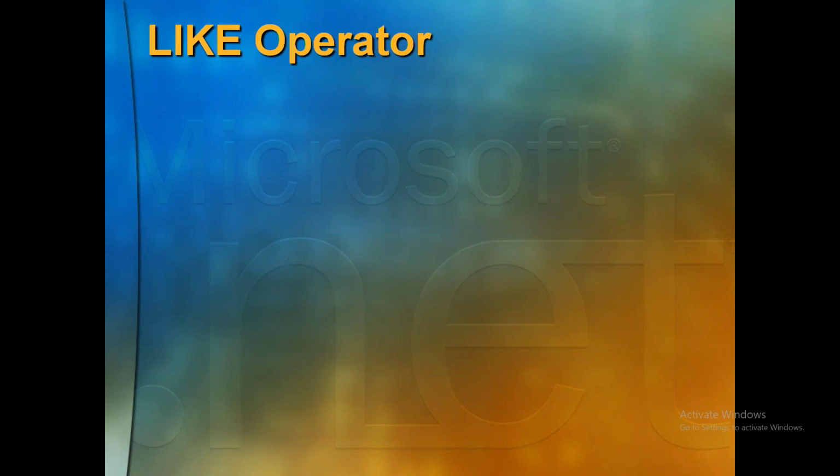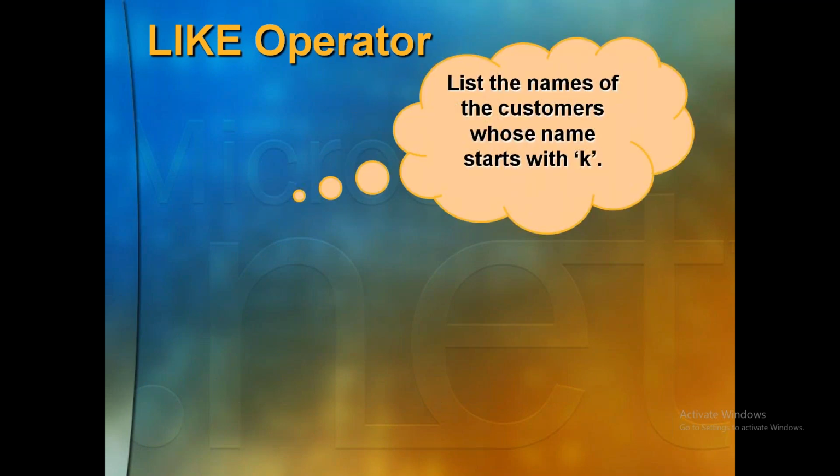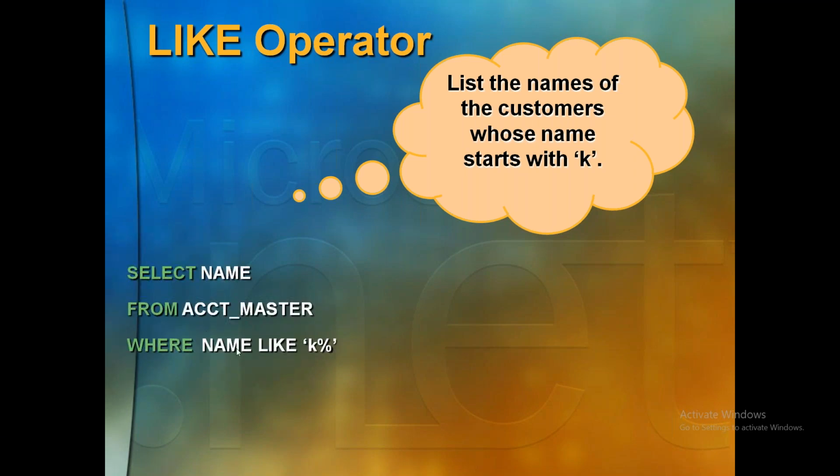Now, the LIKE operator. I want to get the list of names of the customers whose name starts with K. So I want to use a LIKE operator like this. It is what is called a wildcard operator. SELECT name FROM account_master WHERE name LIKE 'K%'. What is the meaning? The first letter should be K, and the remaining letters can be anything. The percent sign means that.